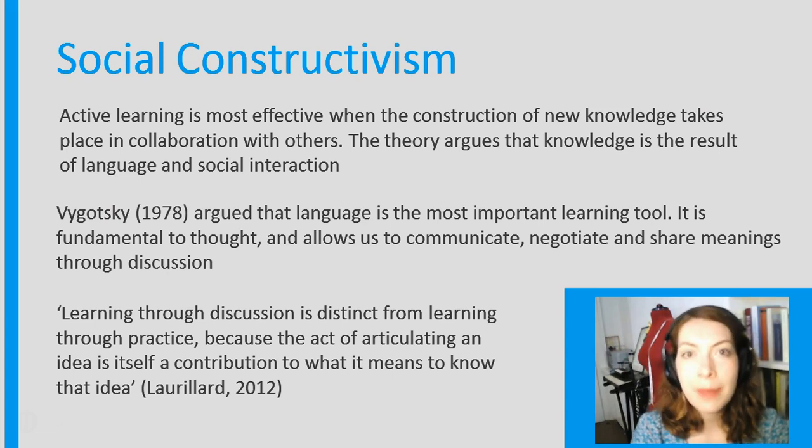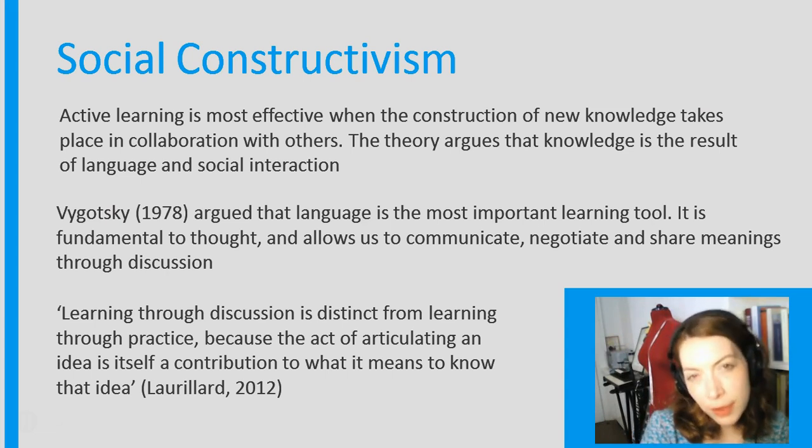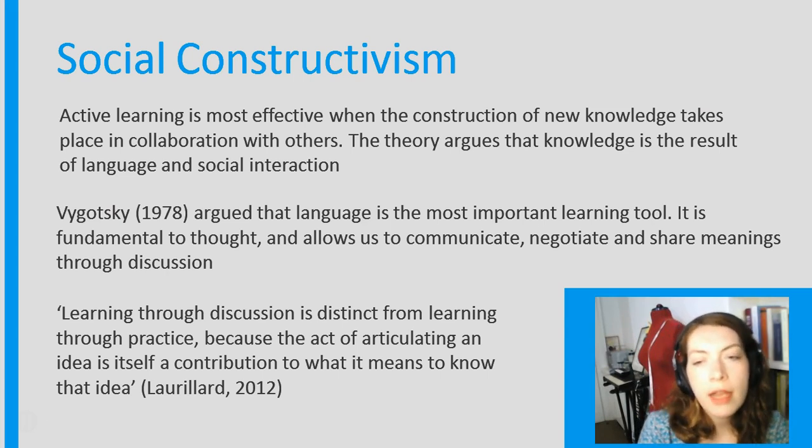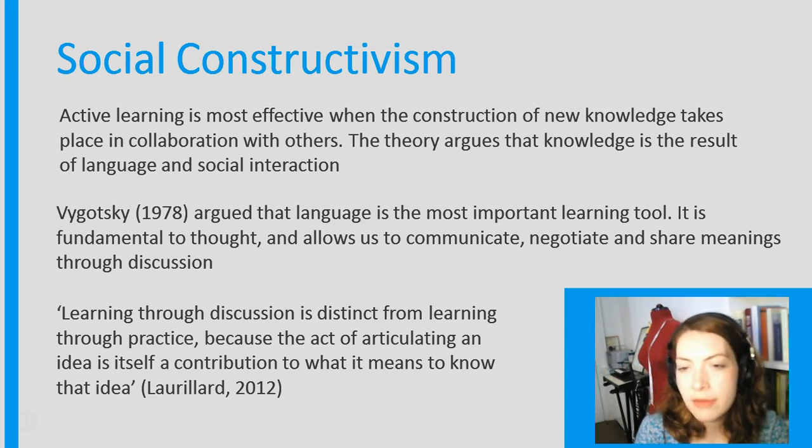So social constructivism expands on this theory. It says that active learning is most effective when the construction of new knowledge takes place in collaboration with others. The theory argues that knowledge is a result of language and social interaction. And this was developed by Vygotsky in the 30s actually, although he wasn't published till the 70s because the Soviets didn't like him very much. So he argued that language is the most important learning tool that we have because it's fundamental to thought and it allows us to communicate, negotiate and share meanings through discussion. He believed strongly that community and culture play a real central role in making meaning in learning.